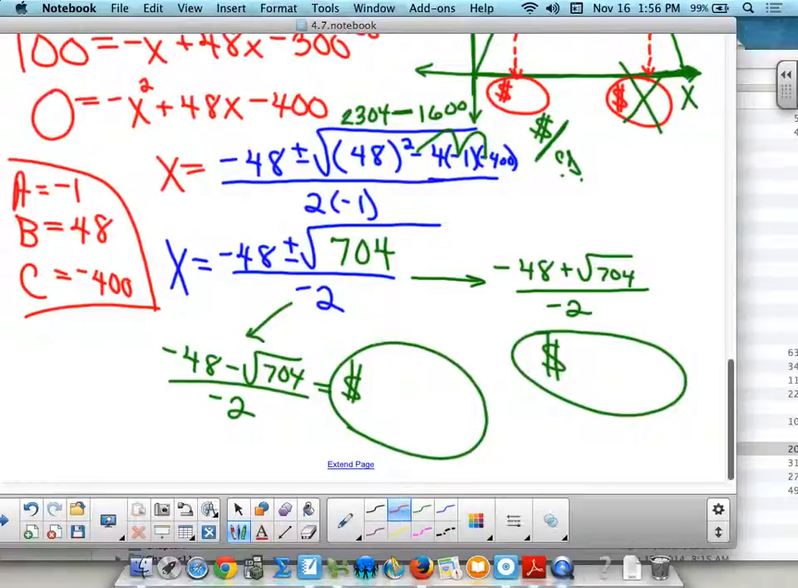Don't make others do your work. Punch it in. 4 and 176 going to it. Say again. Oh, no, I'm sorry. Elsa's trying to simplify. She's using her perfect squares. Hey, we just want an answer like $4.10. Okay, just punch it in. Punch it in, guys. Just punch in negative 48 plus square root of 704 divided by negative 2.